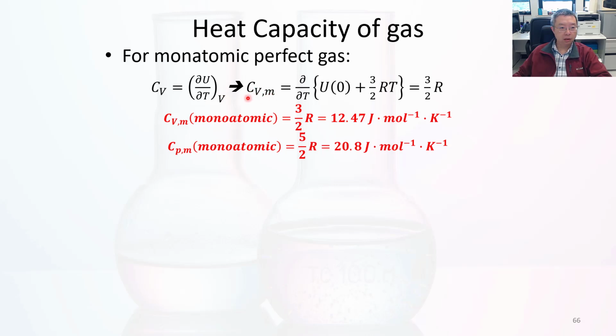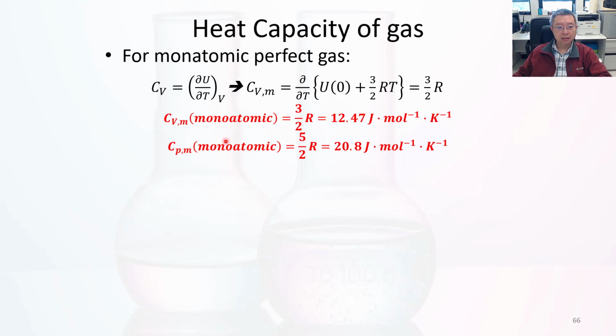In our course, we're always taking this: the subscript V or P means this is constant, and when we put an m, it means this is per mole. So this is the molar heat capacity at constant volume, and we know the molar heat capacity at constant volume is the derivative over T of U0, the internal energy at 0 Kelvin, plus 3/2 RT, which equals 3/2 R, or 1.5 times the gas constant R for a perfect gas.